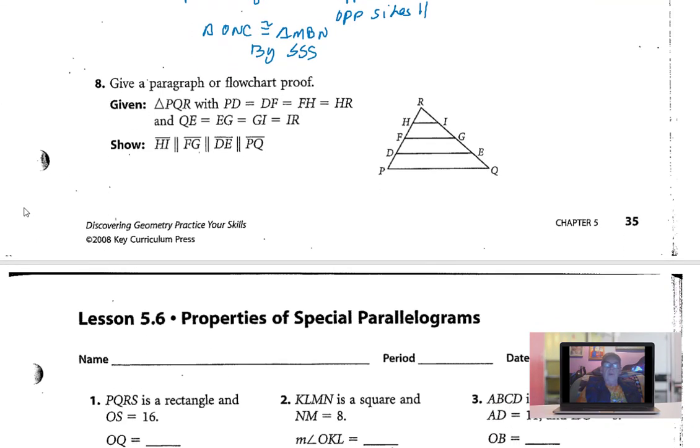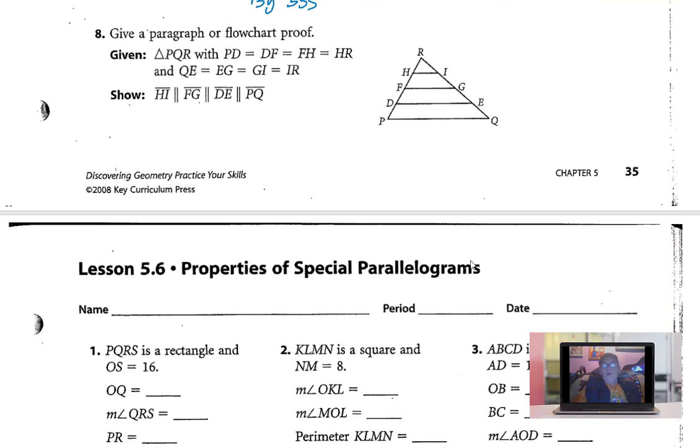Let's look at the last one here, number 8. Give a paragraph for flowchart proof. So let's see what we have. We can label what we have as congruent. PD, DF. So these are all congruent. And these are all congruent.